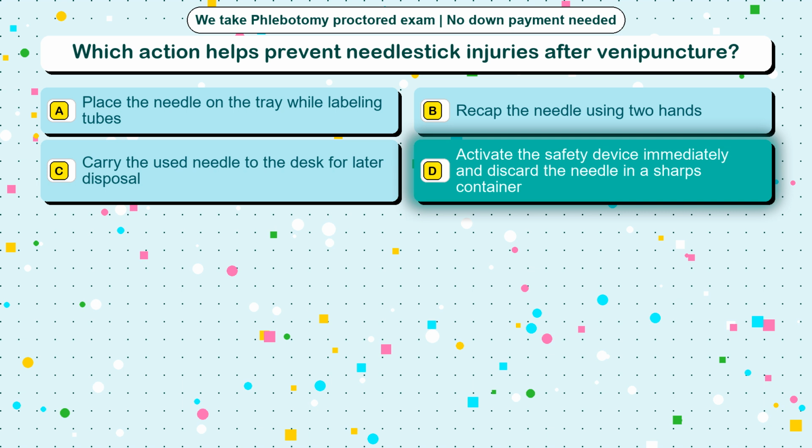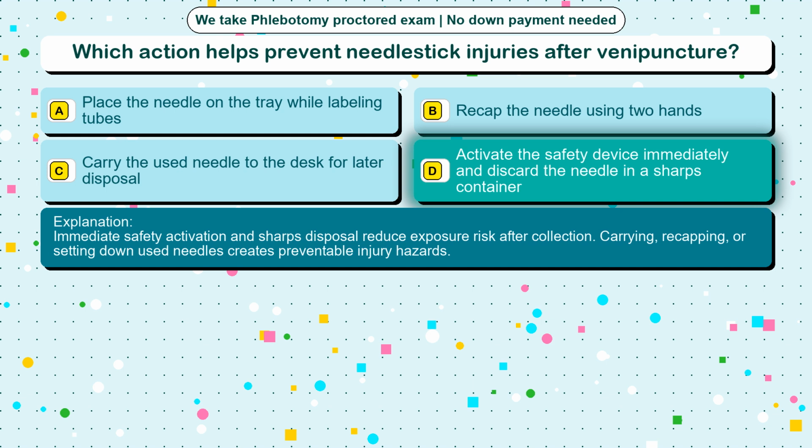Activate the safety device immediately and discard the needle in a sharps container. Immediate safety activation and sharps disposal reduce exposure risk after collection. Carrying, recapping, or setting down used needles creates preventable injury hazards.